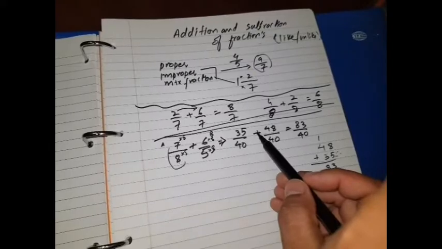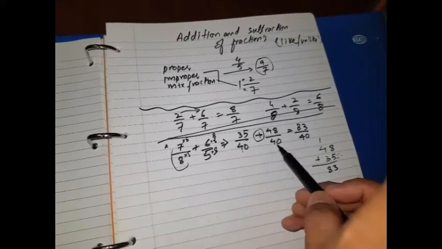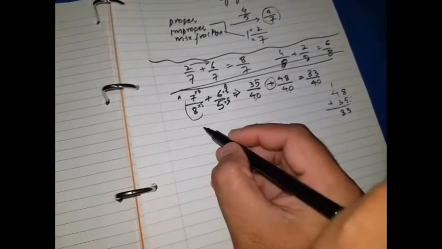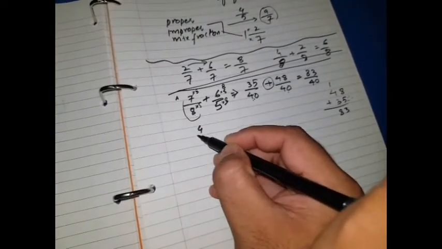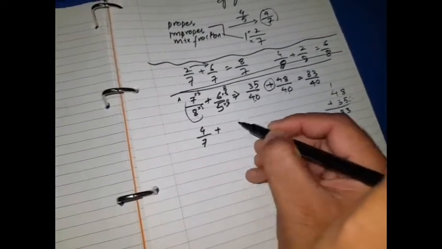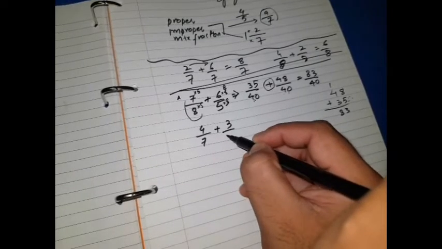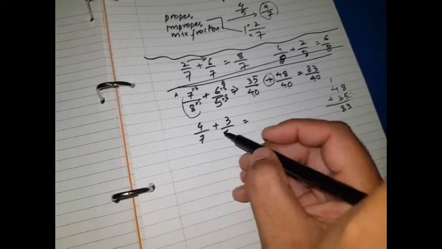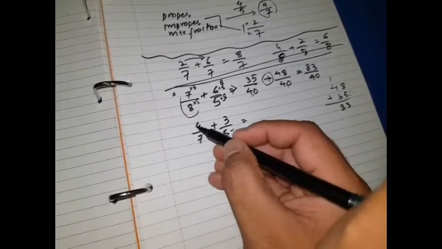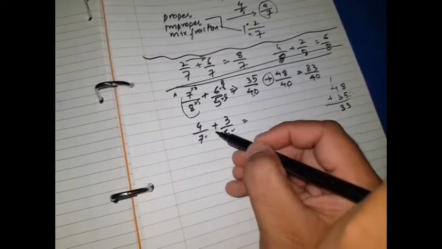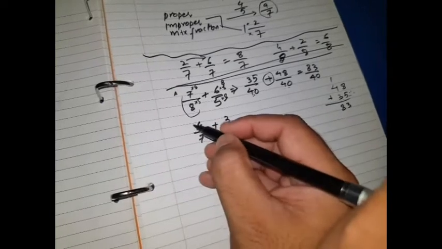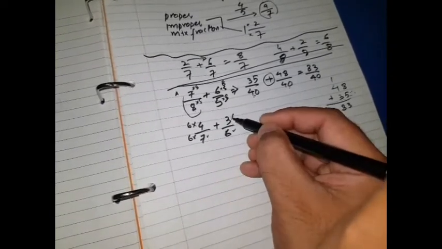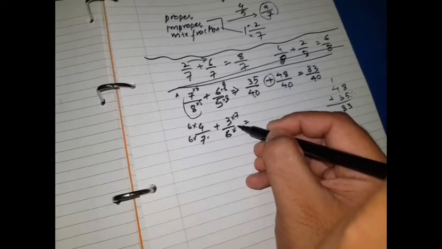I did not add my fractions until I got the same denominators. Let me do another question with smaller values. Let's say 4/7 plus 3/6. Now denominators are different again. I will use this number to multiply both values, and I will use this number to multiply both values here. So 6 is going to be multiplied with 4 and multiplied by 7, and this 7 is going to multiply with 3 and multiply by 6.